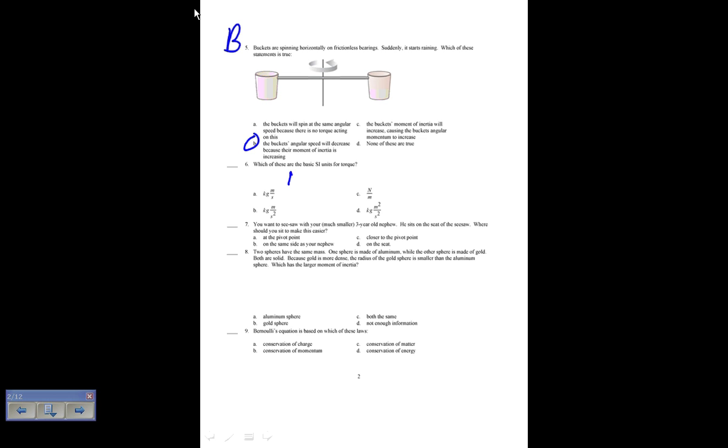B for number 5. Which of these is the basic SI units for torque? Well, torque is a Newton meter, so that is kilogram meters per second squared times meters, so that's kilogram meter squared per second squared. That's B.